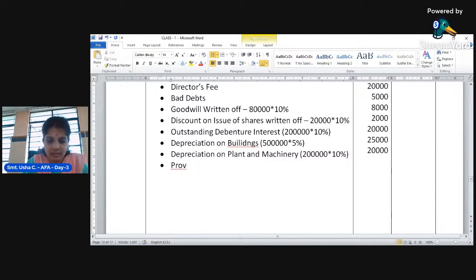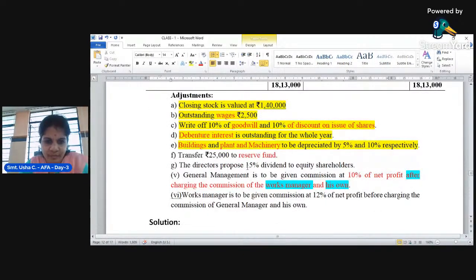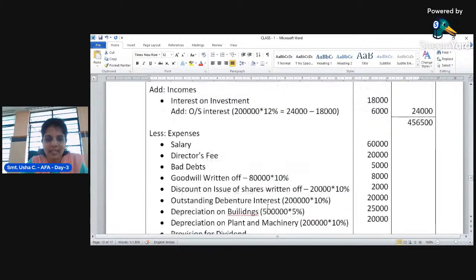Provision for dividend. So what is the percentage of dividend? Proposed dividend 15%. Okay. So I will wind up the class till here, that is up to the calculation of provision for dividend.